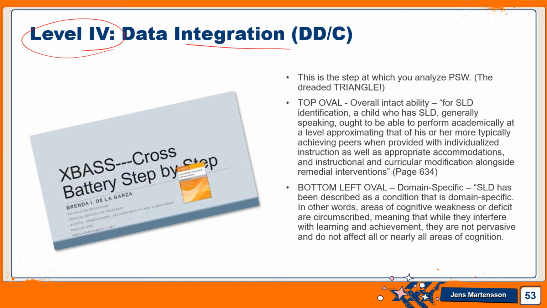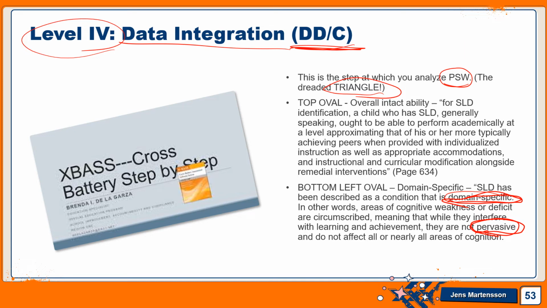And then level 4 is the data integration, so your DDC, that's your pattern of strengths and weaknesses and your triangle, which you've kind of already done. The only thing I'm going to say about this is domain specific. Some people have a problem explaining what domain specific is. Domain specific means that you have a deficit in very specific cognitive processes, but not enough to be pervasive, if that makes sense. If you have too many deficits, they're not domain specific, they're pervasive.